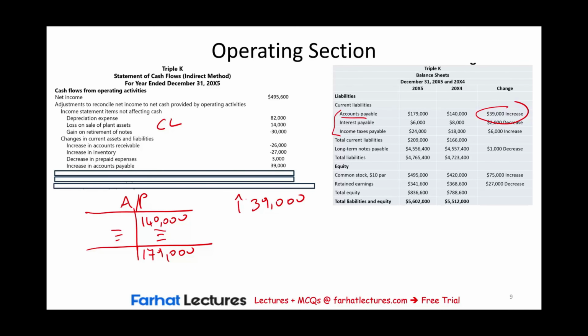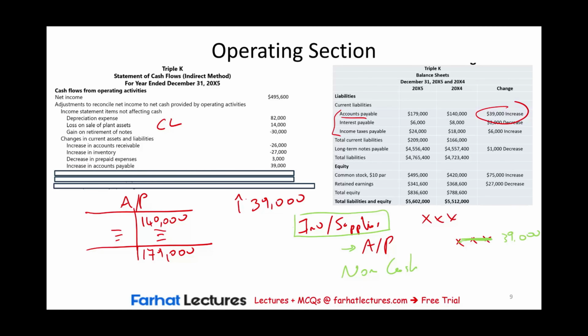What does that mean? Well, let's think about it. It means you purchased things. When do you credit accounts payable? You credit accounts payable when you buy inventory, when you buy supplies, when you buy goods and services. You debit that account and you credit accounts payable. That's what happened. So overall, the net change is how much in accounts payable? 39,000. It means you acquired assets worth 39,000 that are non-cash. You purchased them on account.